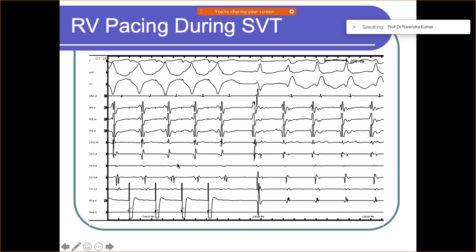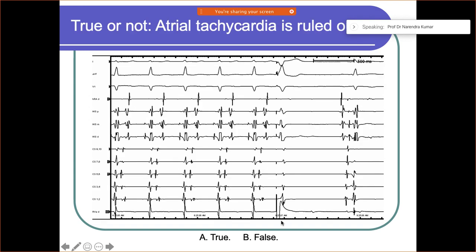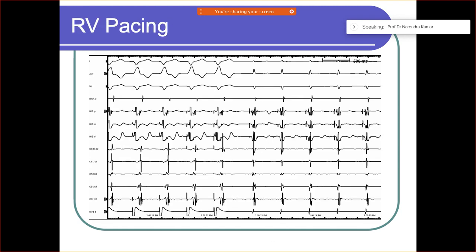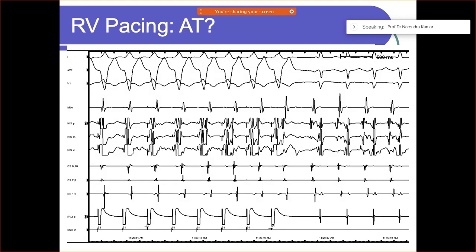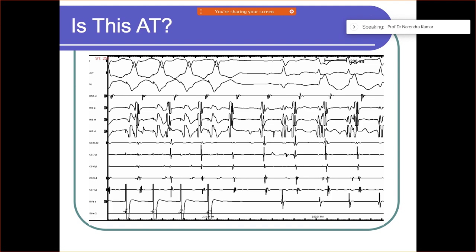VAAV. And the other thing, always, whenever you're pacing from the RV, trying to differentiate it from the pseudo VAAV response, you should always try to see the VV intervals, the AA intervals. Are you able to entrain it or not? This is another important thing, differentiating between the pseudo VAAV response and the real VAAV response. This is something very important I would like to really emphasize to everyone. And for atrial tachycardia, you are all very much aware that you will get a VAAV response, right?